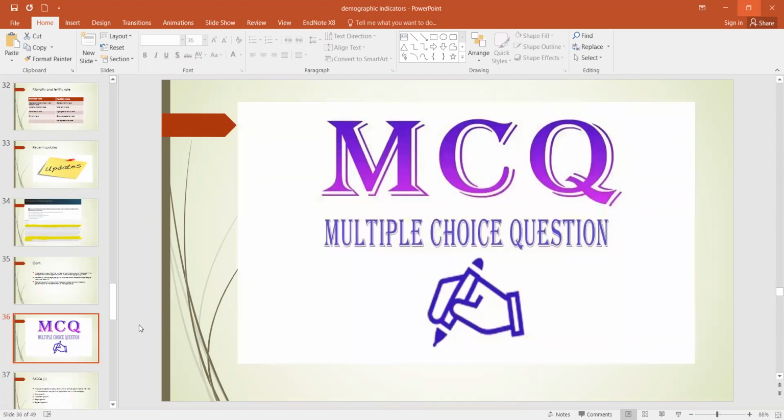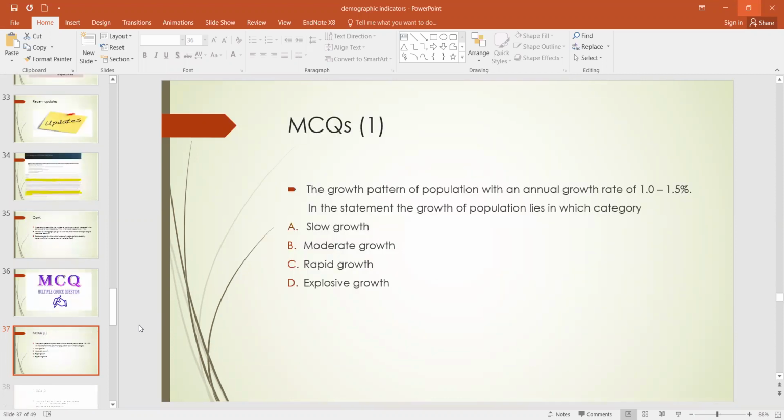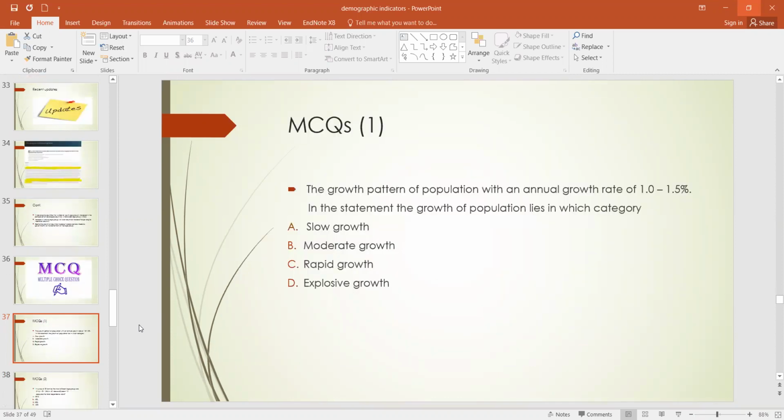Now it's time for the MCQs. A population has an annual growth rate of 1 to 1.5%. In the statement, growth of population lies in which category? Slow growth, moderate growth, rapid growth, or explosive growth?